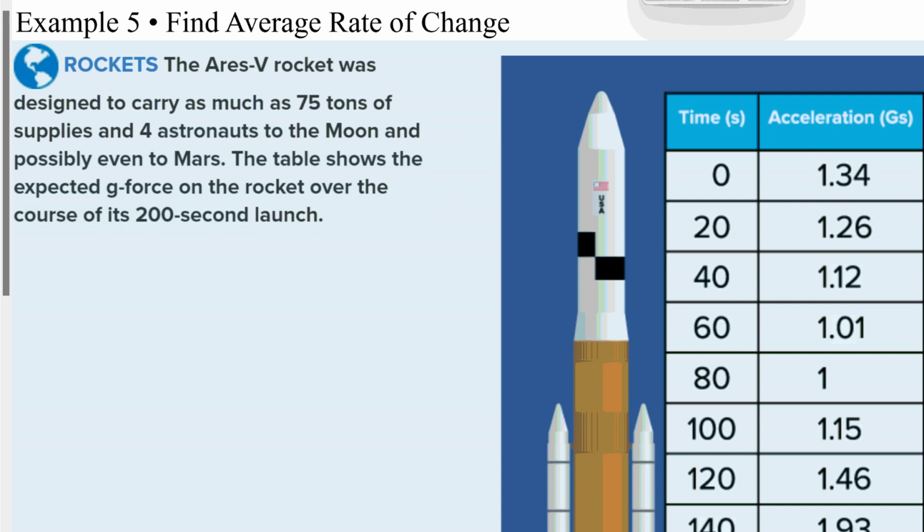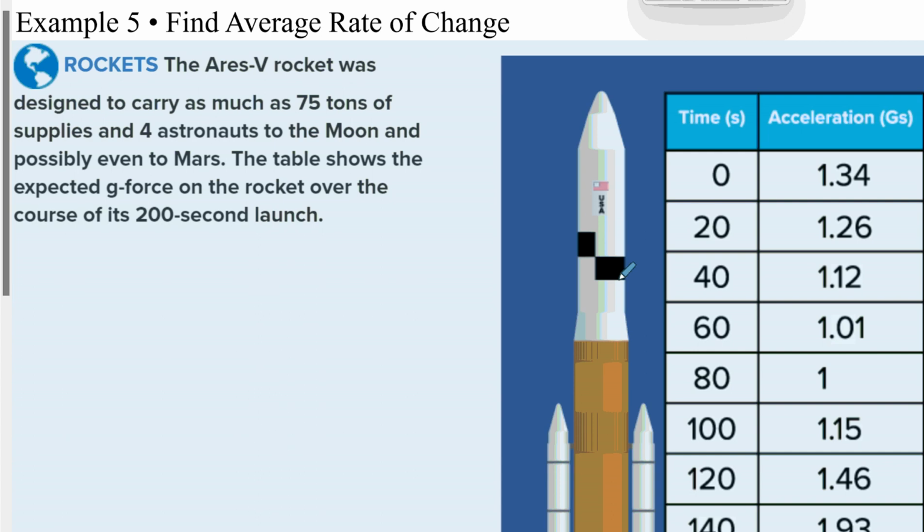Last one for section 2. We're going to find the average rate of change, which we've done before, I believe in section 1 of module 1. Here are the times of this Ares V rocket, and then here's acceleration when it's carrying 75 tons of supplies and 4 astronauts to the moon, or even possibly to Mars.